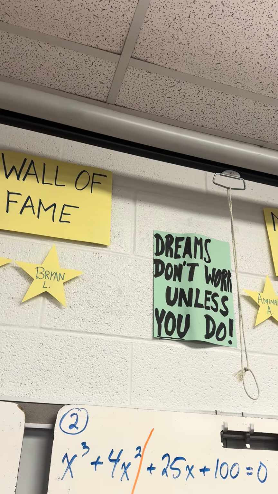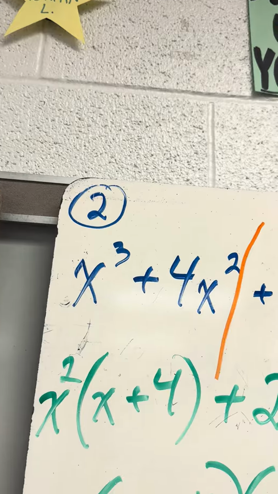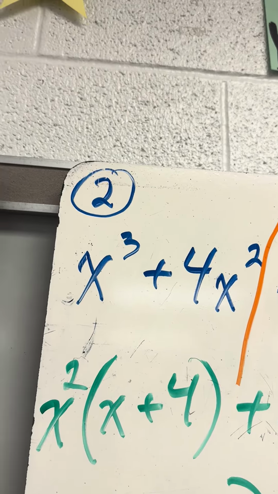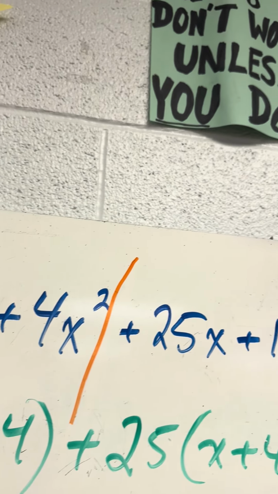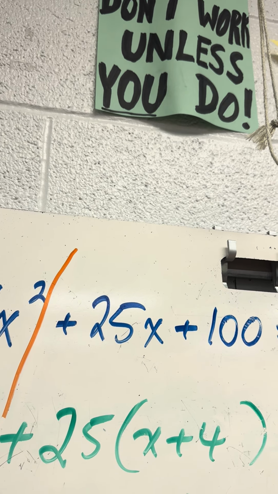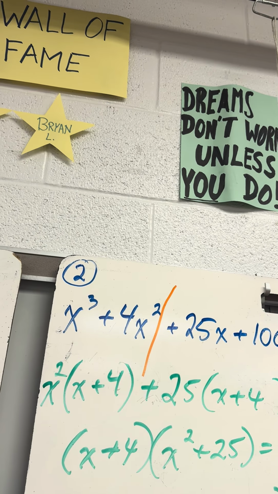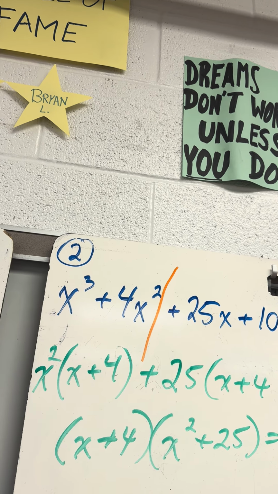Break this one in half, and you've got here, what's common to both? x squared. You're left with x plus 4. What's common to both here? 25. You're left with x plus 4. So now what's common to both is x plus 4. You're left with x squared plus 25.